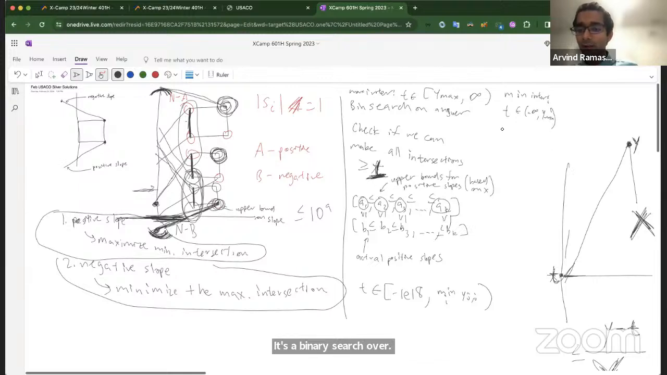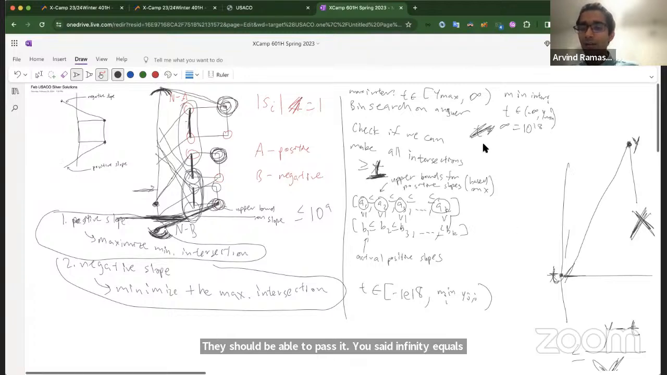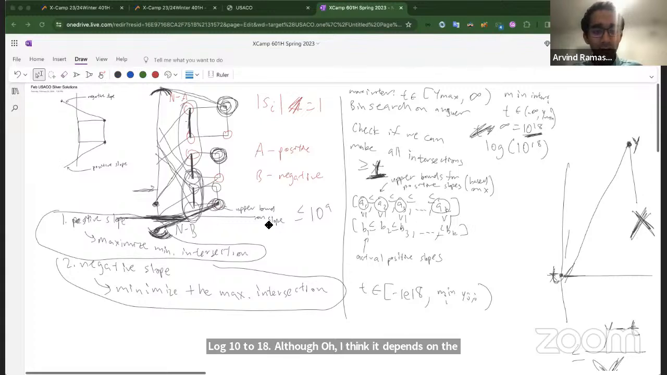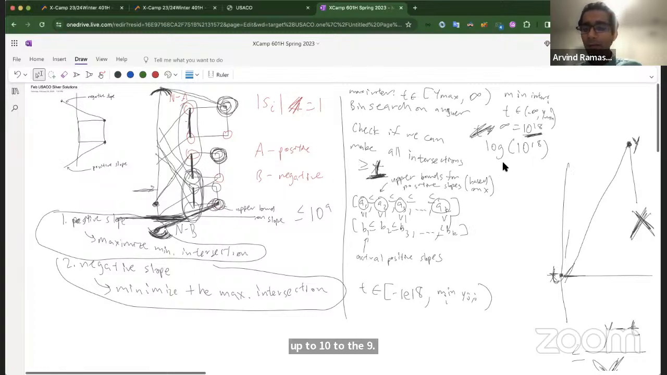How many possible values of t? It should be able to pass if you set infinity equal to like 10 to the 18, because when you're binary searching, the number of times you have to run it will be about log of 10 to the 18. Although I think it depends on the inputs. The slopes can be up to 10 to the 9, and the coordinates can be up to 10 to the 9. So you have to binary search.